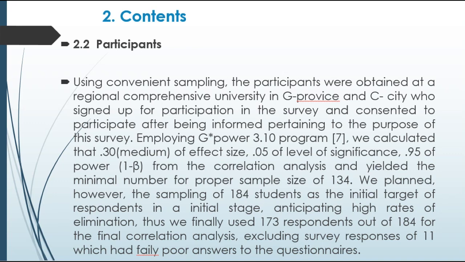We planned, however, the sampling of 184 students as the initial target of respondents, anticipating a high rate of elimination. Thus, we finally used 173 respondents out of 184 for the final correlation analysis, excluding 11 survey responses, which had fairly poor answers to the questionnaire.